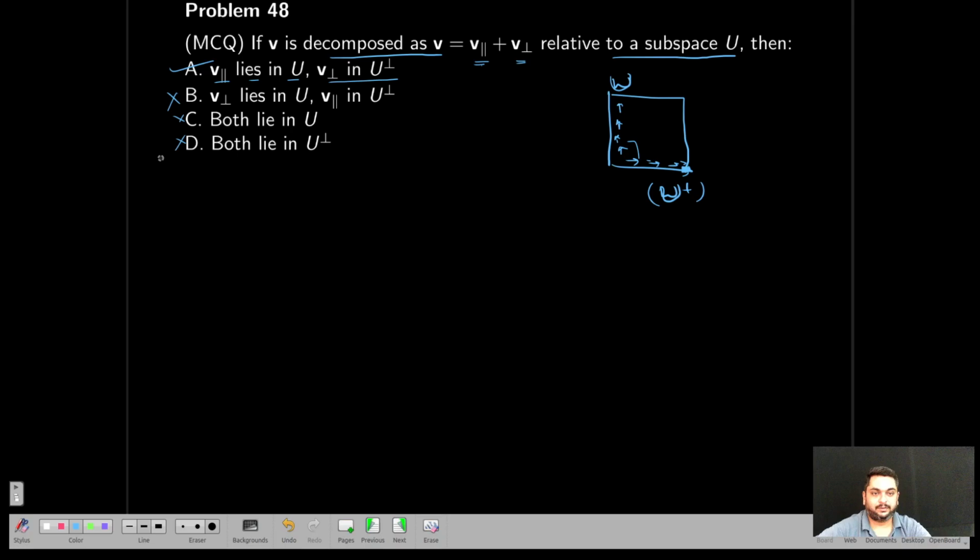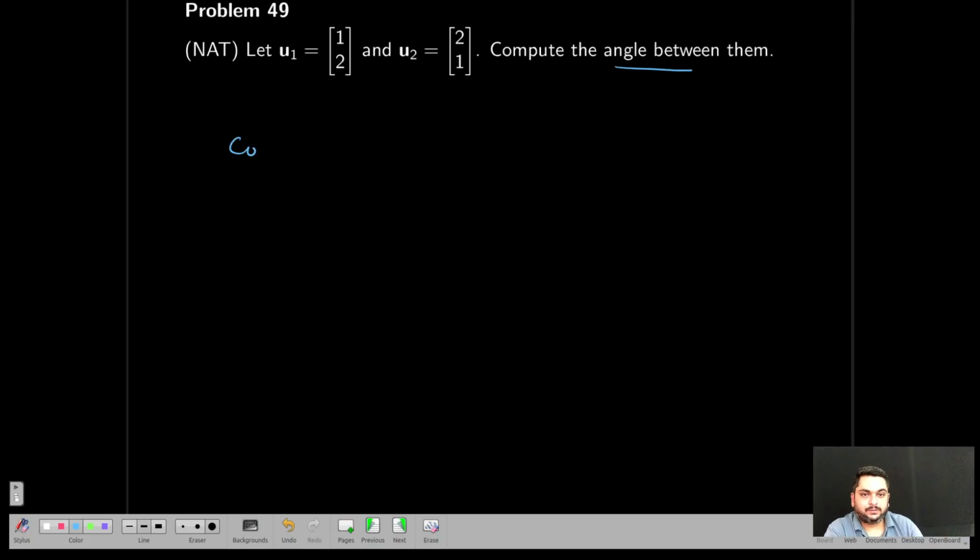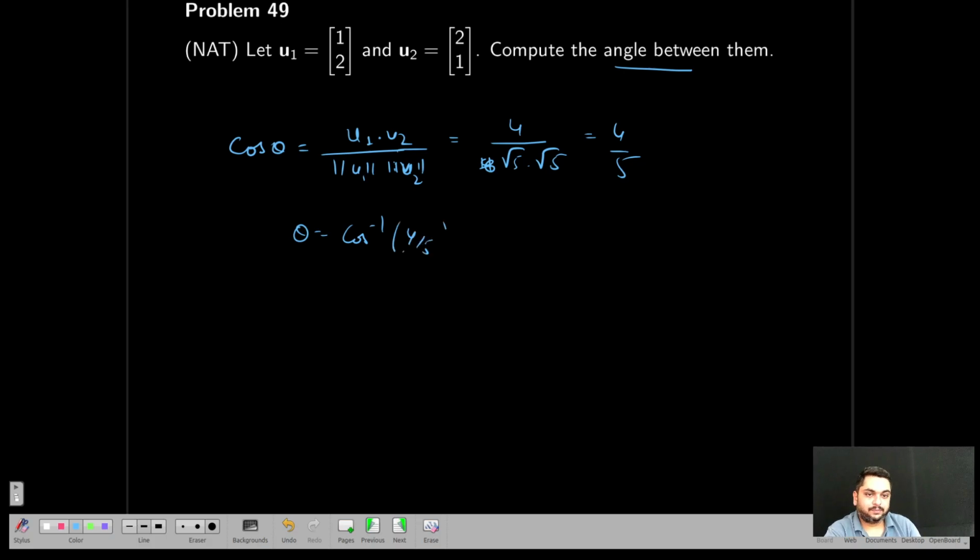Let U1 and U2 be these two vectors; compute the angle between them. The angle is given as cos theta is equal to U1 dot U2 divided by the lengths of these vectors. What is this? The dot product is 1 into 2 plus 2 into 1, which is 4, divided by the length of this, which is root of 1 square plus 2 square, root 5, root 5 into root 5. So this is 4 by 5. So theta is equal to cos inverse 4 by 5. We'll get around 37 degrees, something like that.